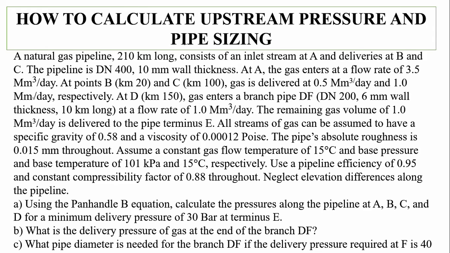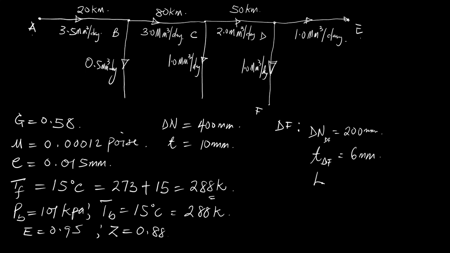Let's look at the 200 nominal diameter, wall thickness is 6 millimeter. Now let's go there. The length of the pipe DF is what? 10 kilometers. Now, since the total length of A to E is 210, so from this point you have 150 kilometers. So if you minus 210 from 150 kilometers, you have 60 kilometers.